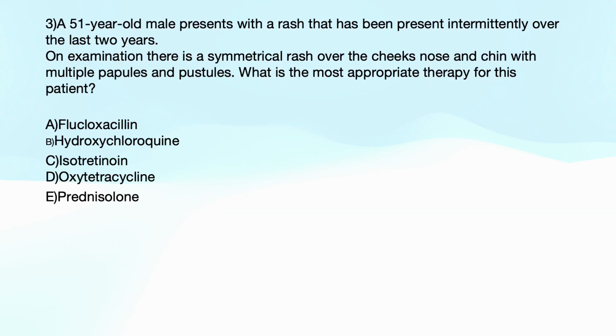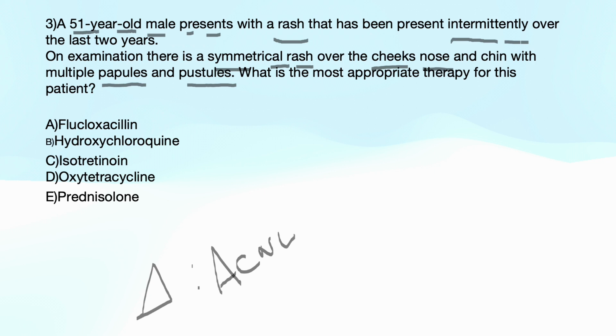Okay, here we go. Another question now. A 51-year-old male presents with a rash that has been present intermittently. See, this rash comes and this rash goes. There is a symmetrical rash over the cheeks and nose. There are multiple papules and pustules. What is the most appropriate therapy? Here they are not asking what is the rash, they are asking what is the most appropriate therapy. Now tell me the diagnosis. The diagnosis here is nothing other than, what is that? Acne rosacea.